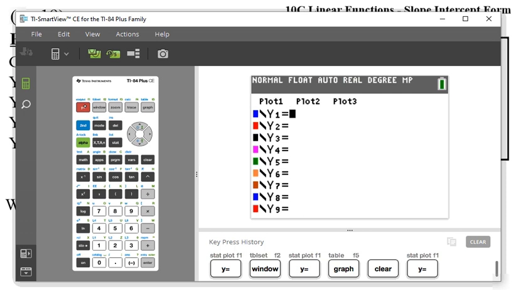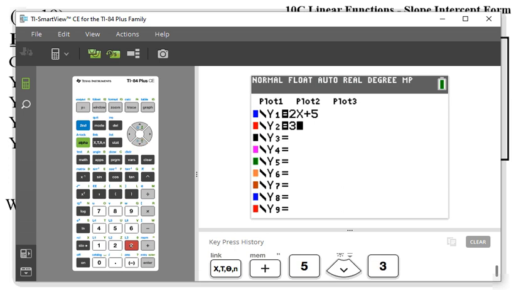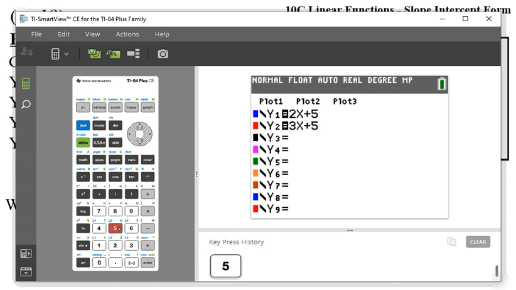You see that it's y1, so y equals. I want to put in 2x plus 5, so I'm just going to put 2. There, highlighted now in red, is your variable button. xt theta n, 2x, and then plus 5. There's the first line. Scroll down, because I want to put all 4 lines in to start. Second line is 3x, using that variable button, plus 5. Then I want to input.